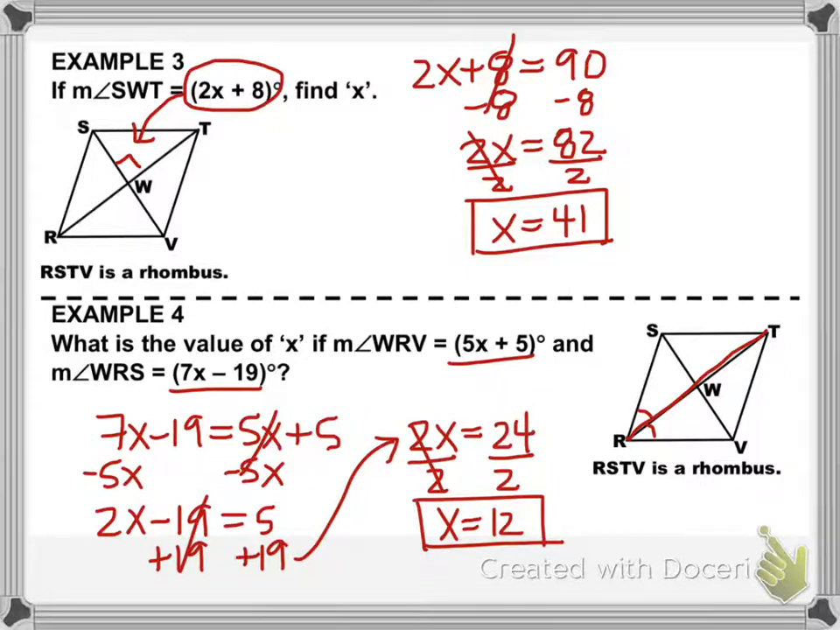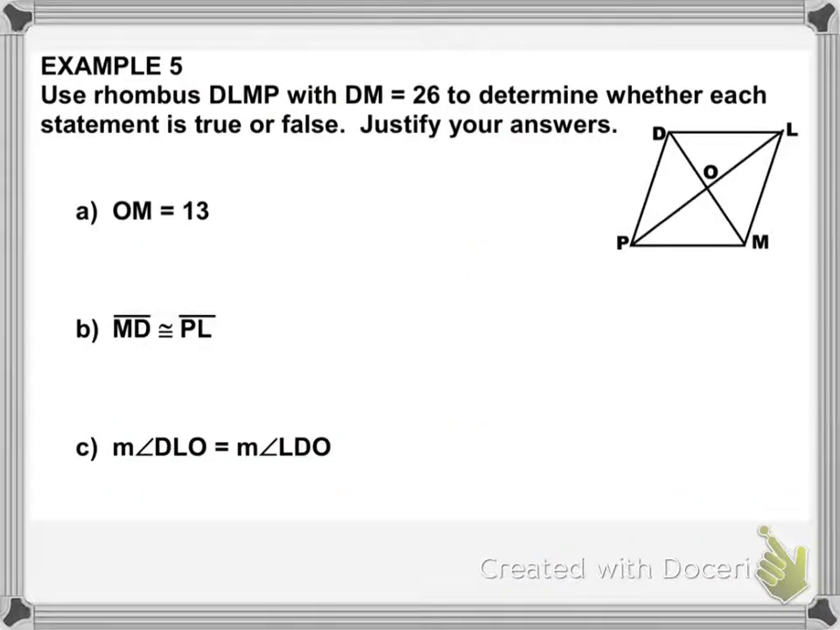All right, now let's do some with diagonals. So this one has 3 parts. It says we have a rhombus. That's important to note. It says that DM equals 26. So this diagonal right here has a length of 26. It says determine whether each statement is true or false. So A says OM equals 13. OM is going to be half of DM because the diagonals bisect each other. That's a property from parallelogram. So if the whole thing's 26, yes, each half is 13. This is true.